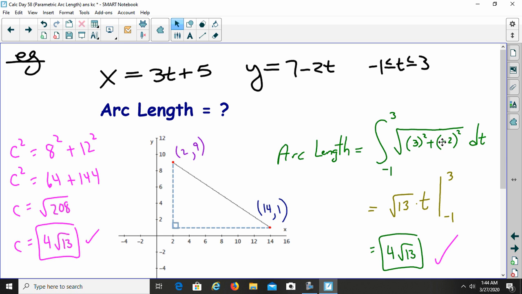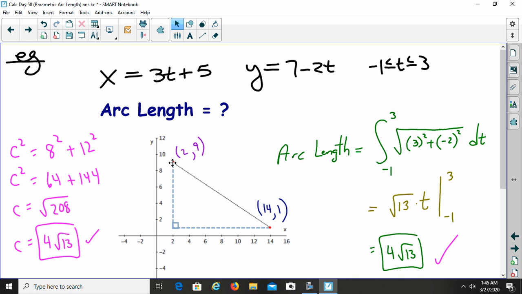Well, 3 squared is 9, -2 squared is 4. Added together gives me 13. And when I integrate the square root of 13 with respect to t, I get square root of 13 times t. And now I'm evaluating that from -1 to 3. Plugging in 3 first, subtracting what I get when I plug in -1. 3 minus -1 is 4, so I get 4 square roots of 13, which confirms the answer that we had from before when we just did it with the regular Pythagorean theorem.